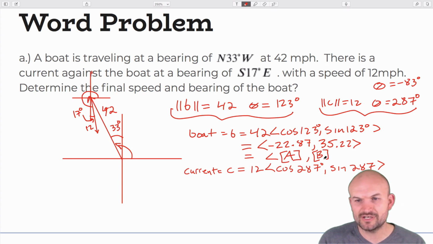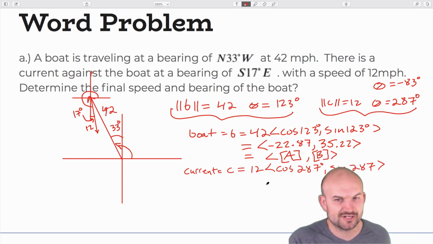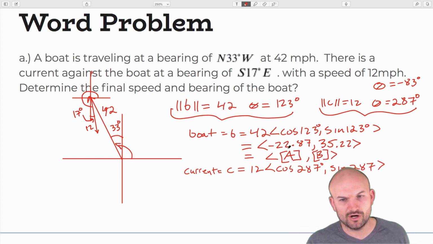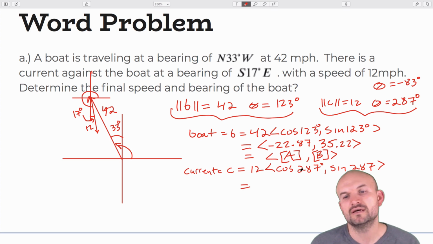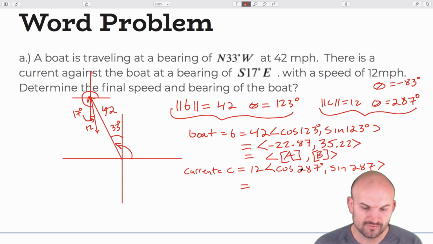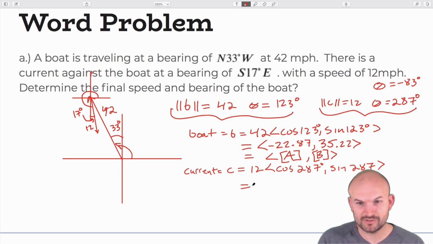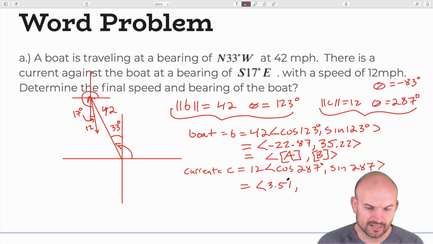It's a lot faster and easier to write them as their stored answers than trying to explain all these decimal points again. So now to get the next one, I'm going to do 12 times the cosine of 287. And that should be a positive number, which it is. And that's going to be 3.51. Okay, and I will store that as alpha C.